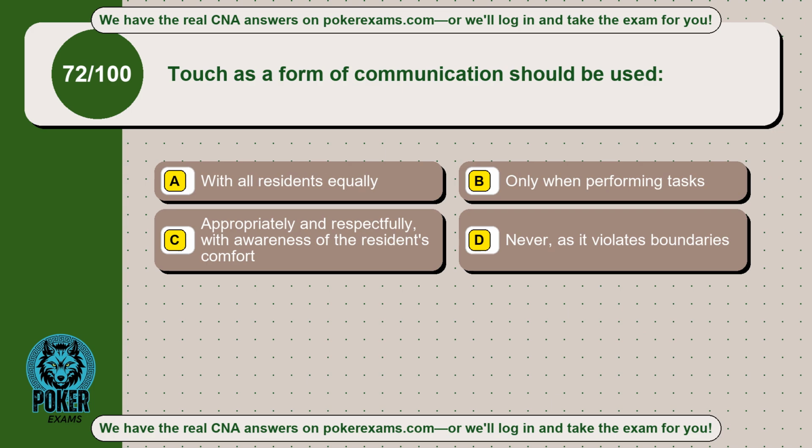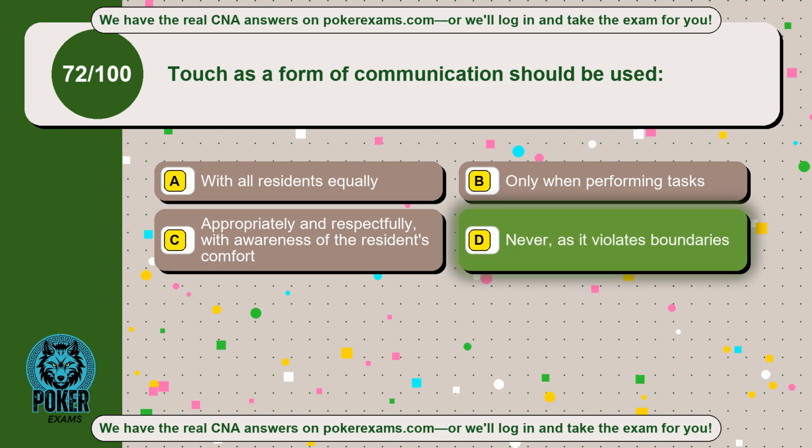Question 72. Touch as a form of communication should be used. Option A, with all residents equally. Option B, only when performing tasks. Option C, appropriately and respectfully, with awareness of the resident's comfort. Option D, never, as it violates boundaries. The correct answer is option D, never, as it violates boundaries.